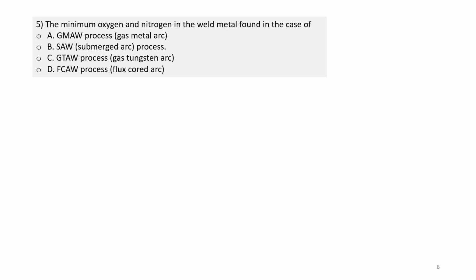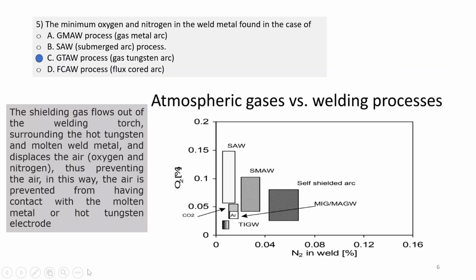Next is the minimum oxygen and nitrogen in the weld metal found in the case of? Your options are gas metal arc welding process, submerged arc welding process, gas tungsten arc welding process, and flux cored arc welding. So the answer will be gas tungsten arc welding.